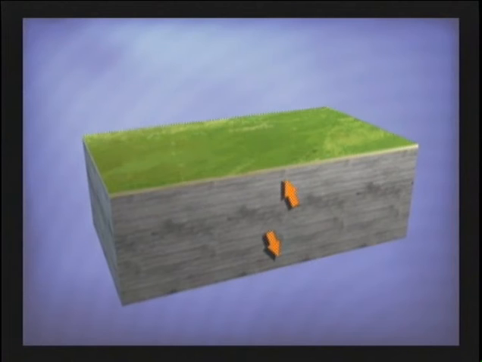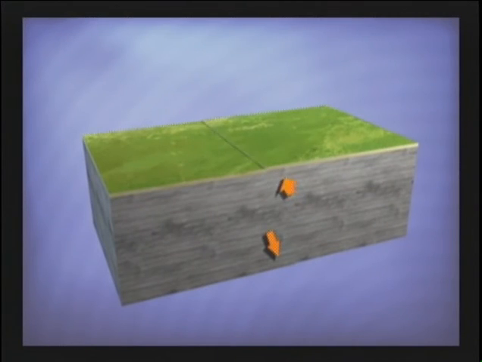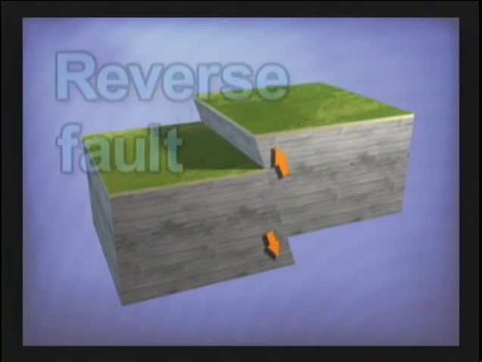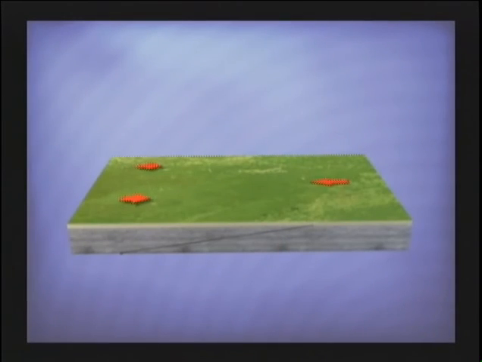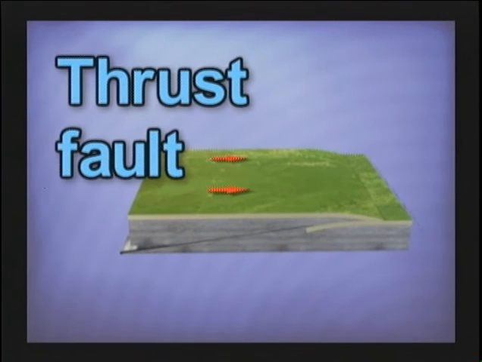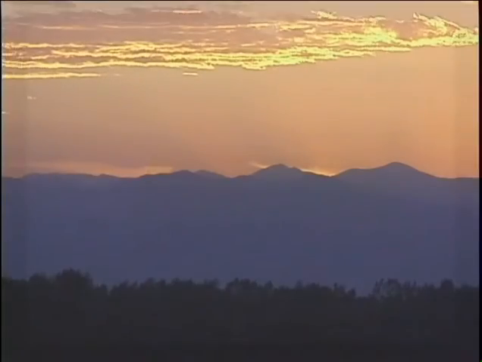Forces of compression play a role in the formation of another type of fault. If the hanging wall moves up in relation to the footwall, a reverse fault is formed. And when the hanging wall moves up and over the footwall, thrust faults are formed. Thrust faults are common in mountain ranges where intense folding is found.